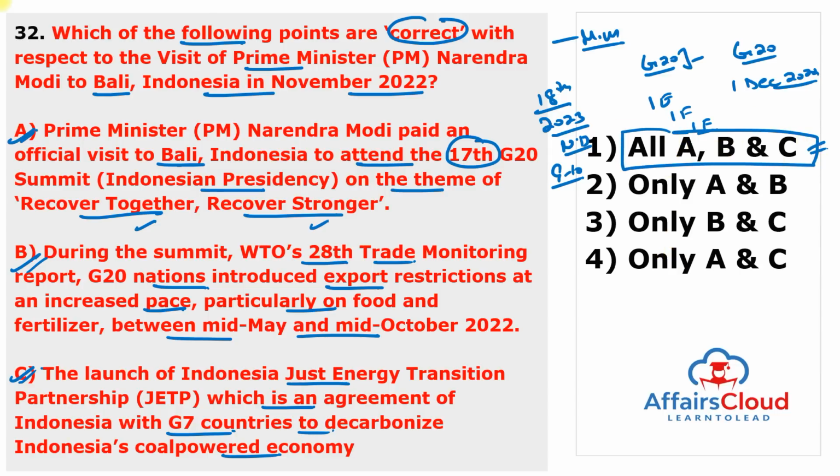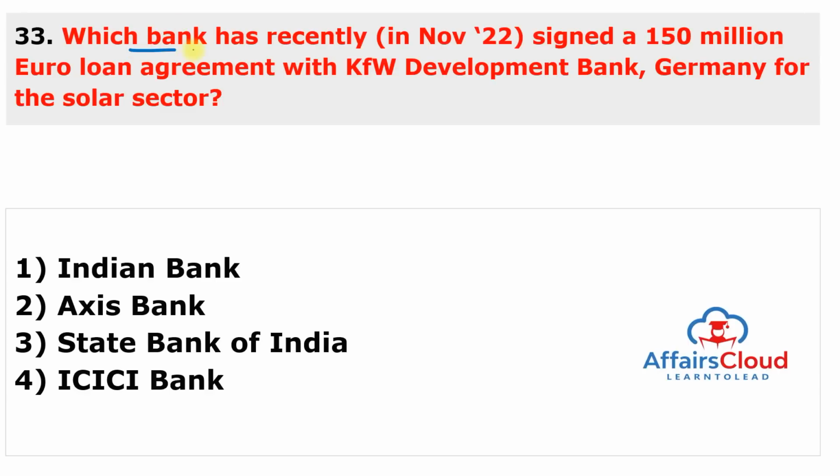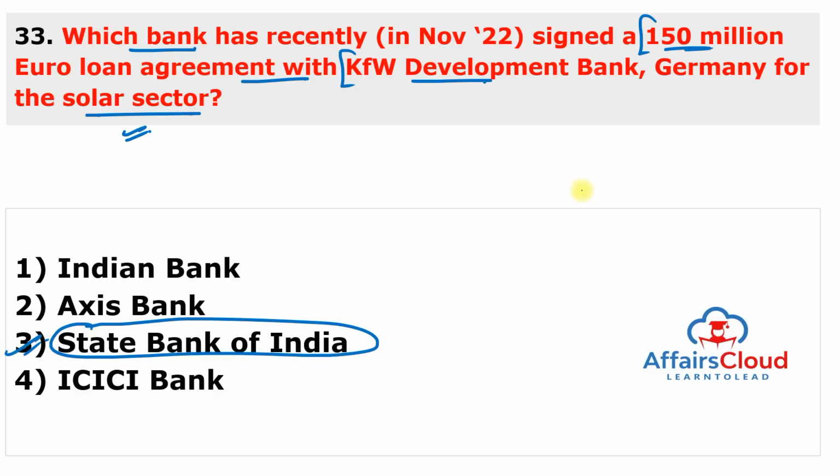Moving to next question. Which bank has recently signed a 150 million euro loan agreement with the KfW Development Bank of Germany for the solar sector, especially to develop the solar sector? And this bank is State Bank of India. So the answer of this question is 3.